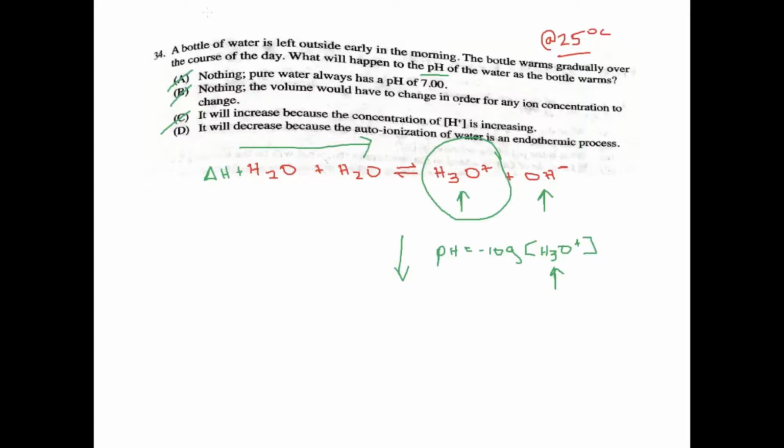So just keep in mind that when you're at 25 degrees Celsius, your pH of a neutral solution of just water, pure water, is 7. But that is not the case when you are at a higher or a lower temperature.